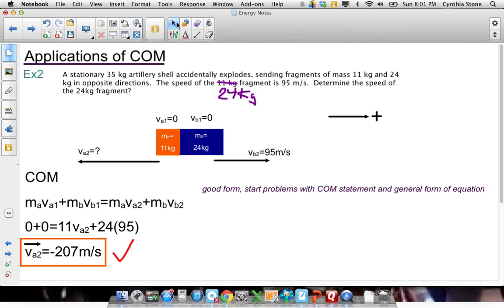Okay, and that's it for the first day of conservation of momentum. The next set of videos will be on the same idea, but specifically on collisions, when things collide with each other.